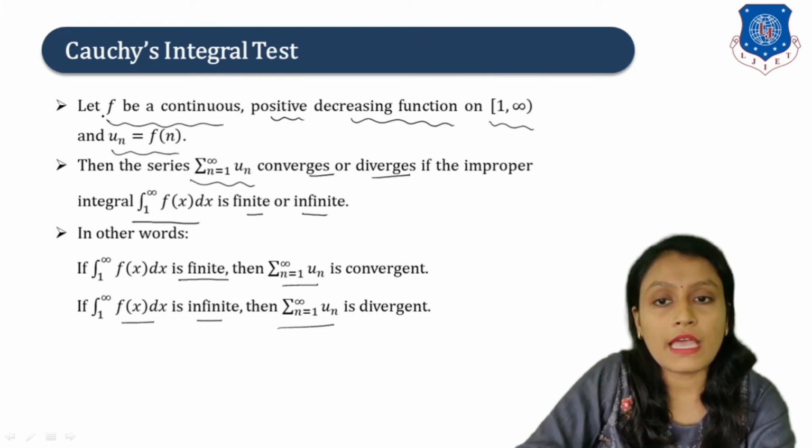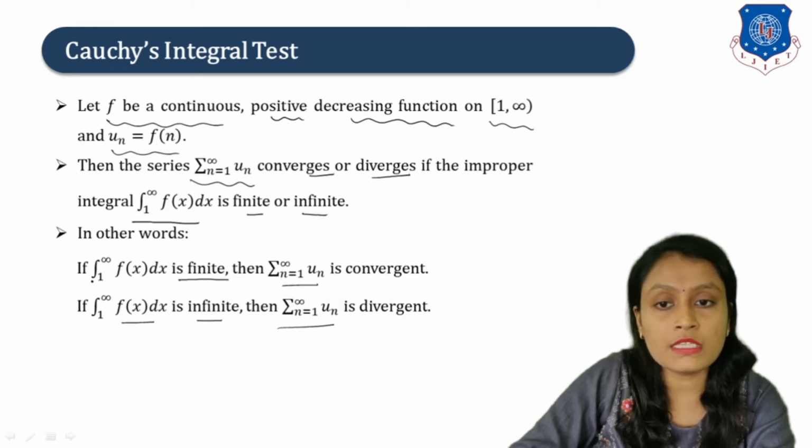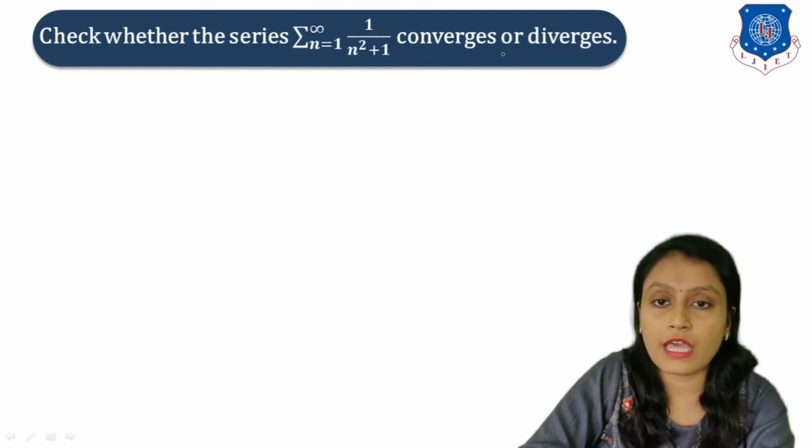Okay, so here we have f, which is a continuous, positive, decreasing function in the interval 1 to infinity, right? And here the un, the nth term, is some function of n. So now to check whether the series is convergent or not, what we will do is find the integral from 1 to infinity of f of x dx. If this integral is finite, then the series is convergent. If this integral is infinite, then the series is divergent. Okay, so let's begin with the example. Check whether the series 1 upon n square plus 1 converges or diverges.